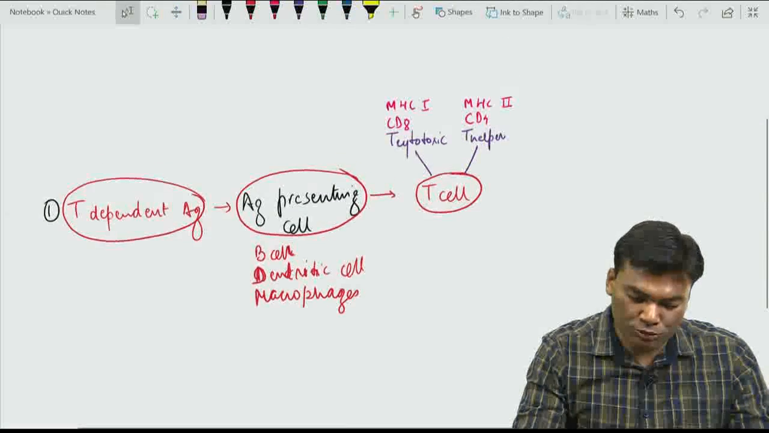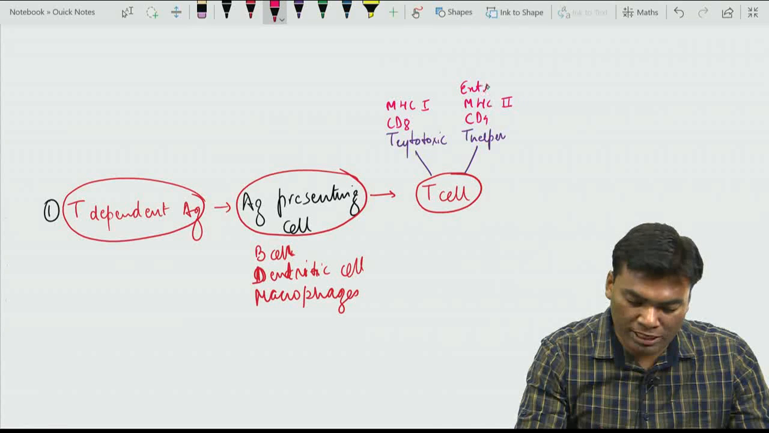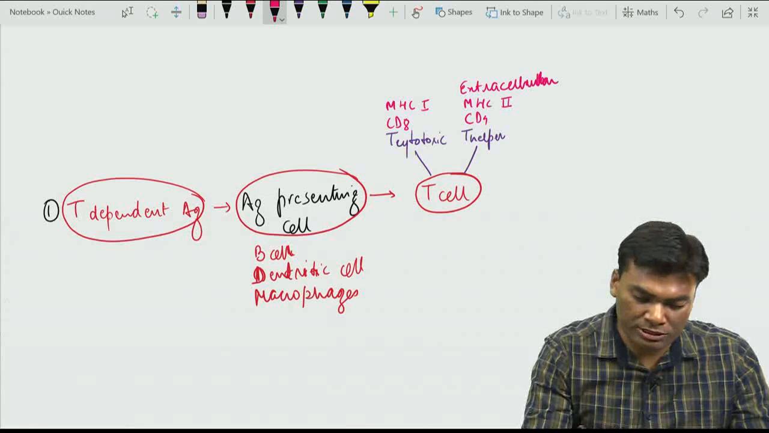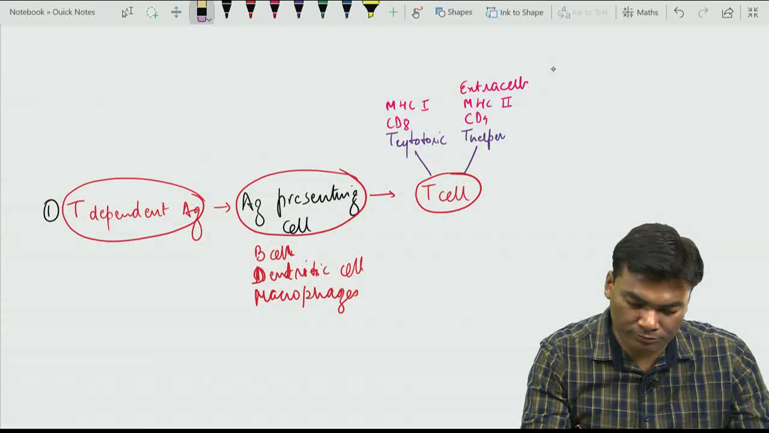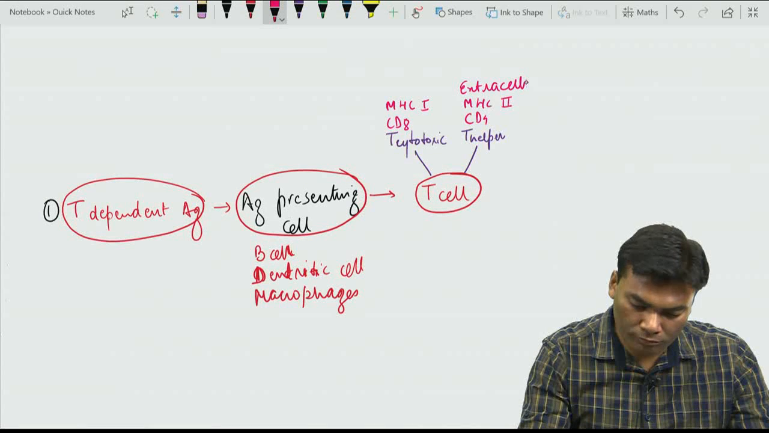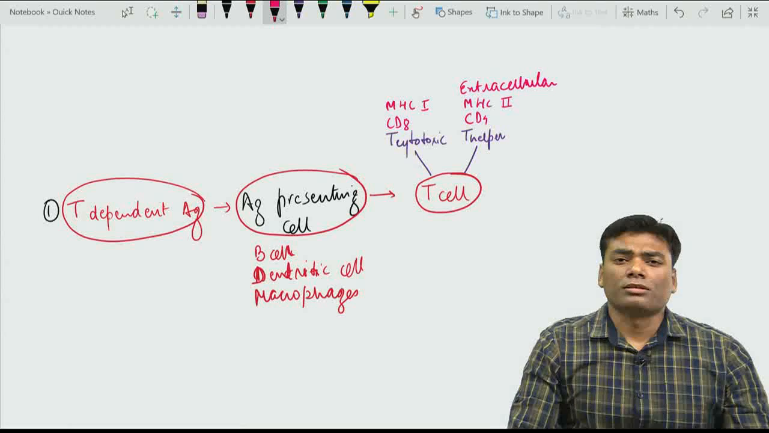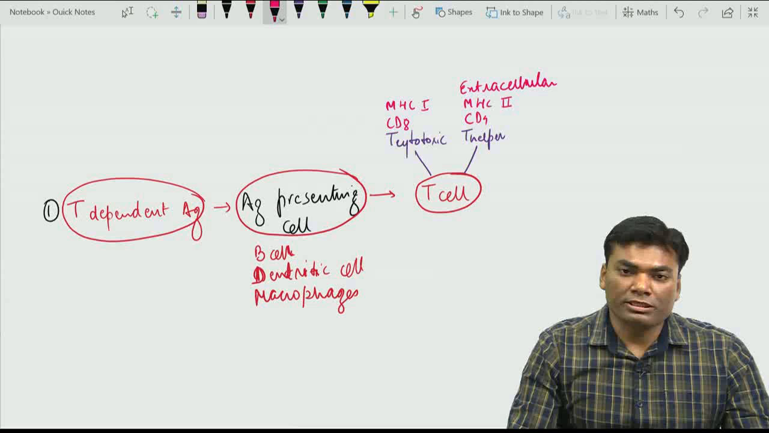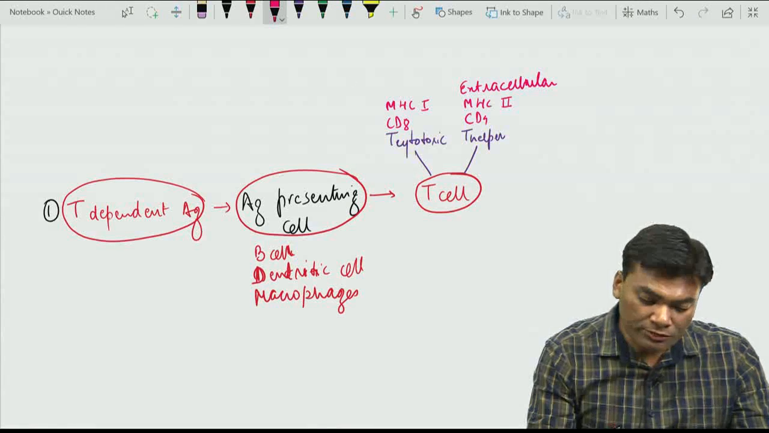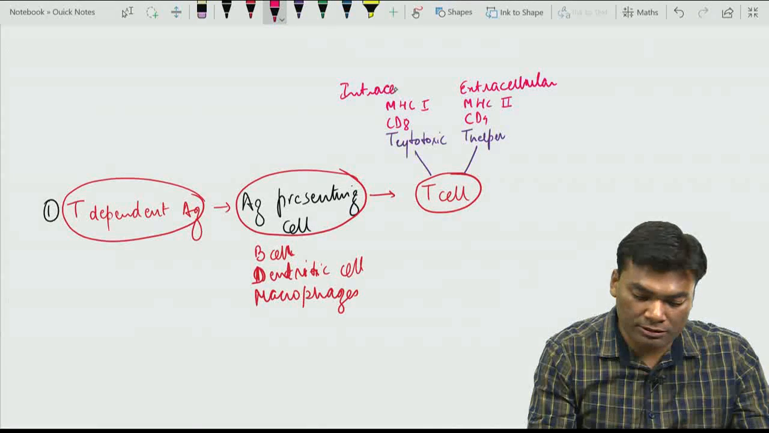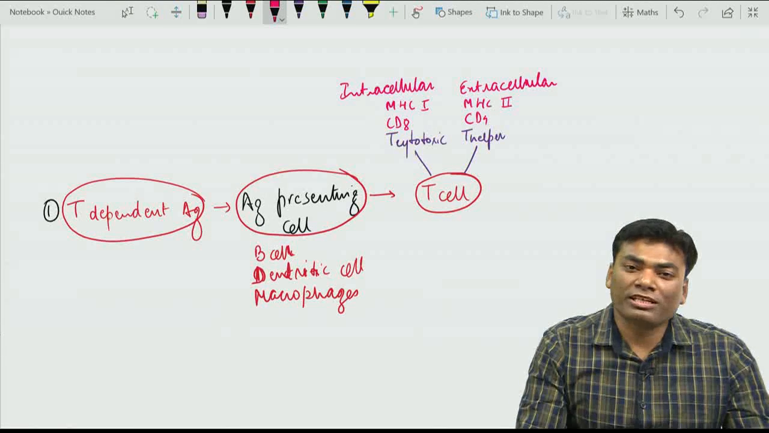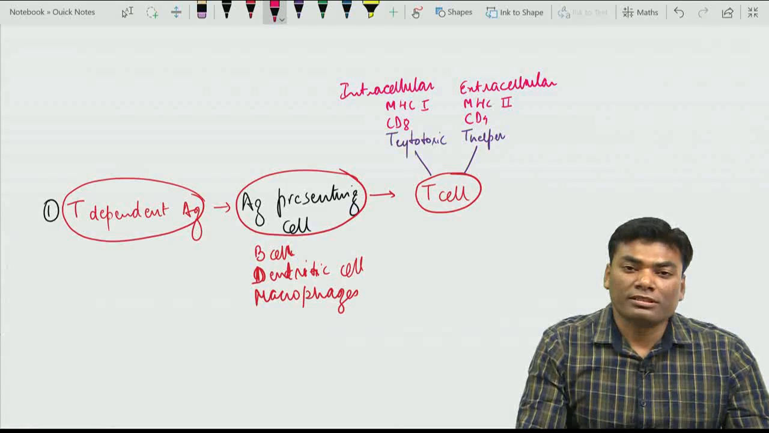So this MHC2 is for extracellular antigen, right? If the antigen which we are having initially is an extracellular antigen, that means that this antigen is there outside the cells, in the serum, in the blood, then it will be killed by the T helper cell. But if it is intracellular, it is inside the cell, then in this case the antigen is not available for killing by antibody. So what will happen?